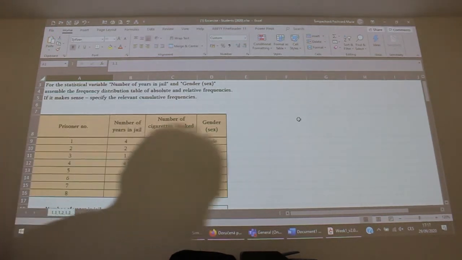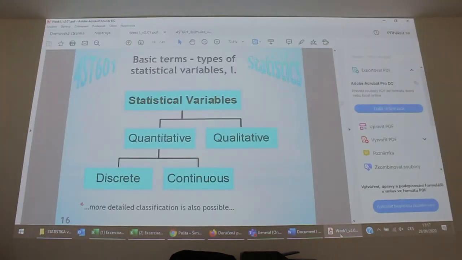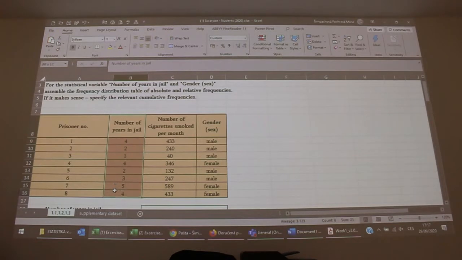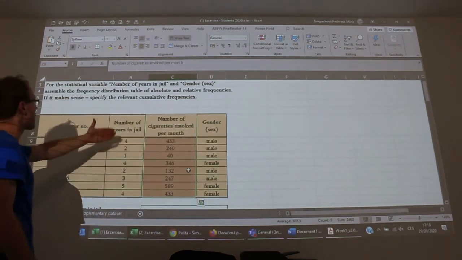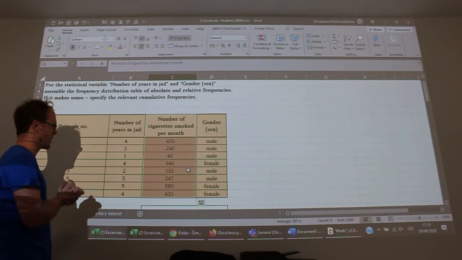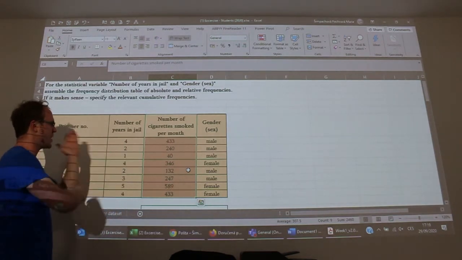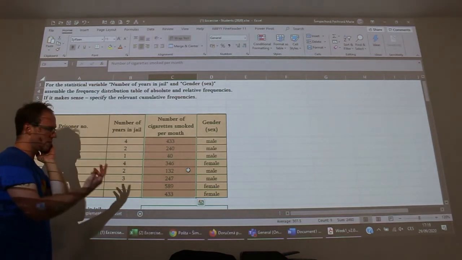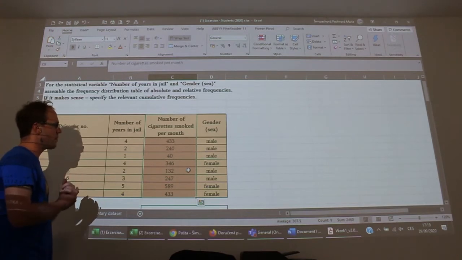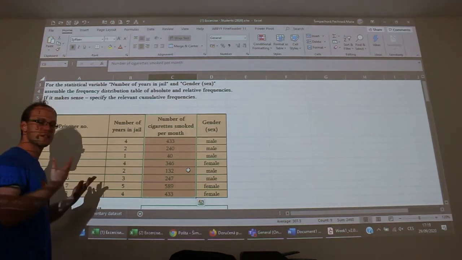According to the structure, which you can find here in Mr. Hellman's presentation, we have here 2 quantitative variables, yes, 2 quantitative variables: number of years spent in jail, and of course number of cigarettes smoked per month. Why? Because you can see numbers. Yes, you can see numbers. In this small example, where we have this small sample size, we can say that we have here 2 discrete variables, discrete quantitative variables.